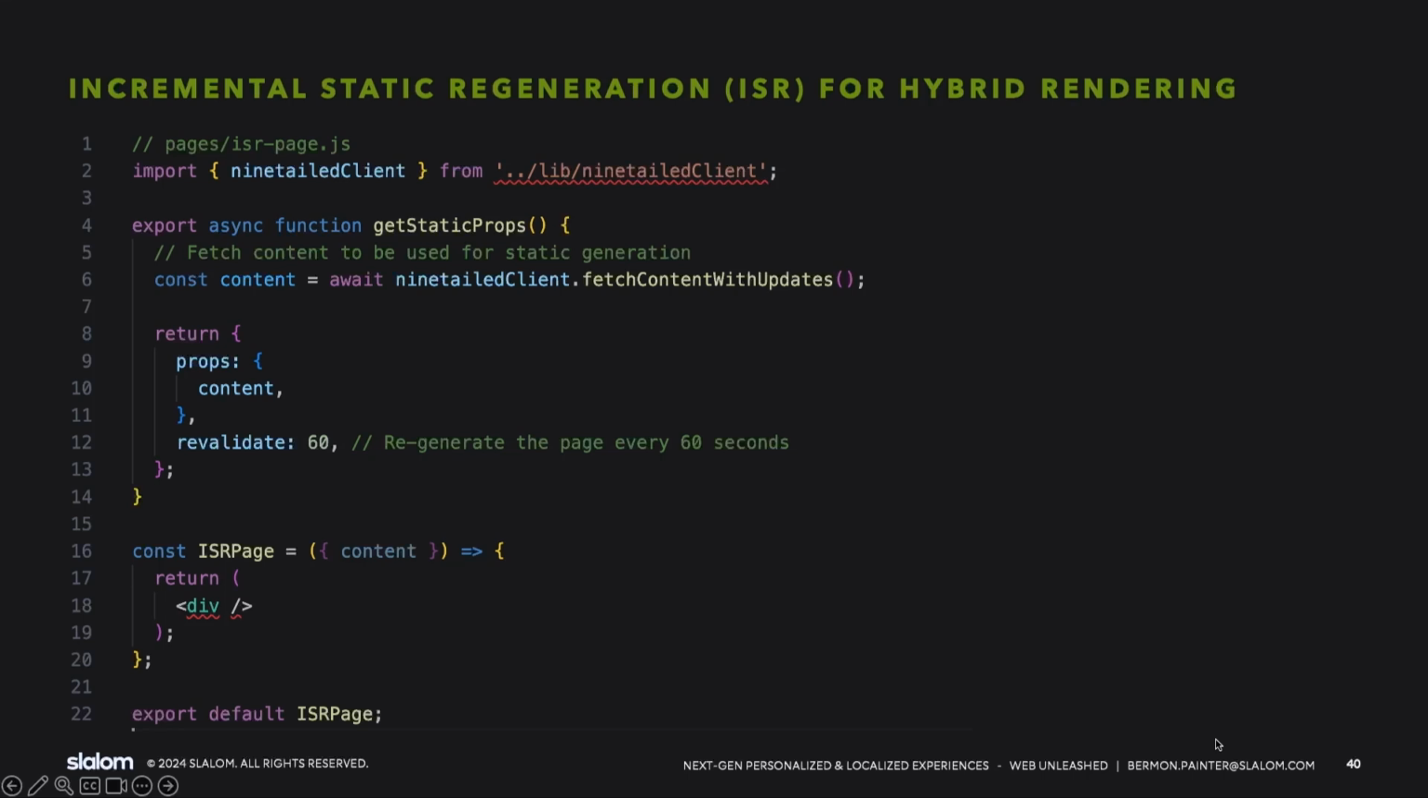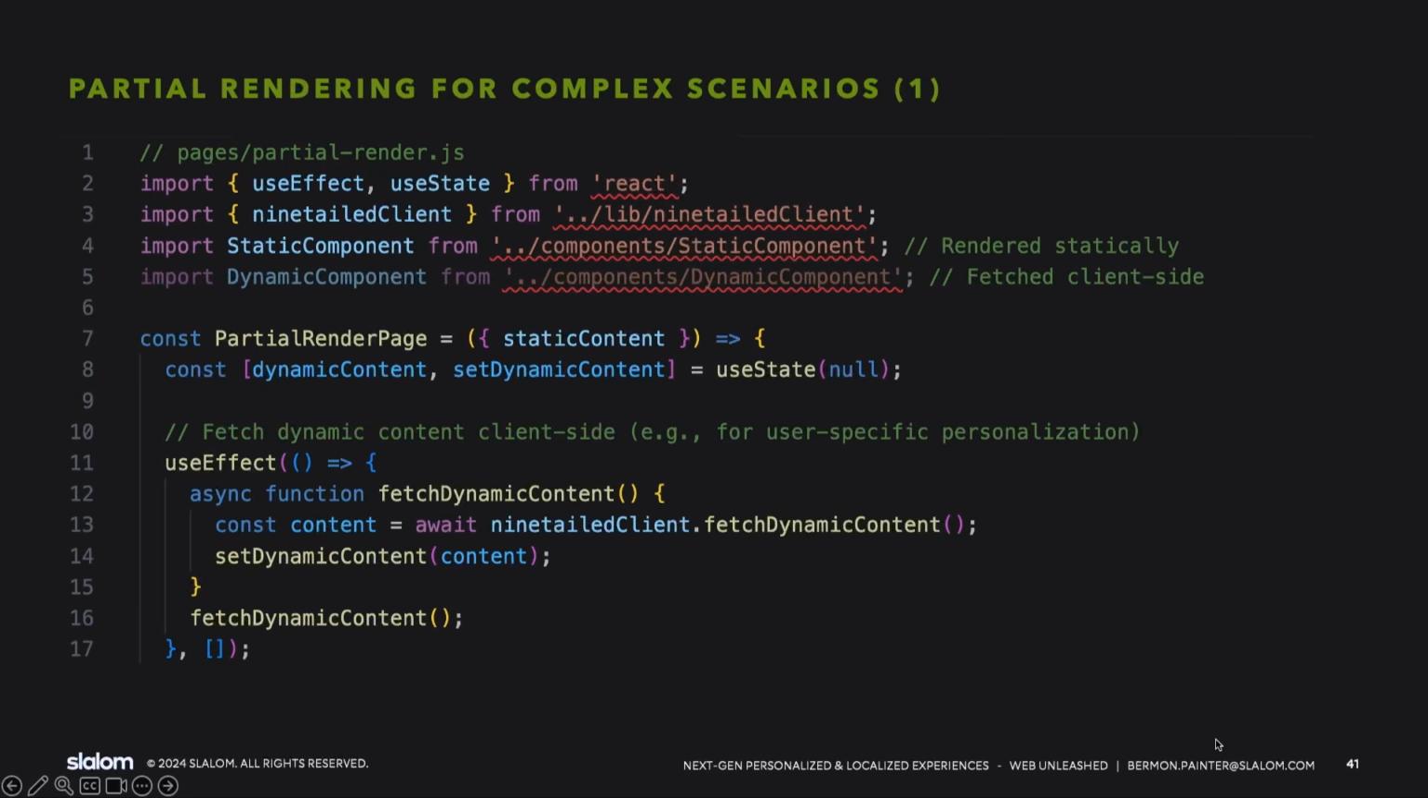So we use getStaticProps, and then we fetch the content, but we use the revalidate flag in there to update the cache on whatever time frame we deem is appropriate for the dynamic content. And then one of the really interesting things that we can do with Next.js, and Netlify really thrives in this space, is we can do partial page rendering for complex scenarios. So we can combine all of that together.